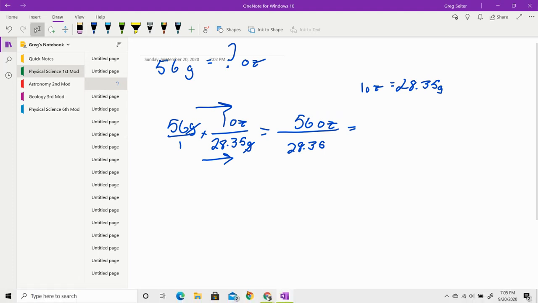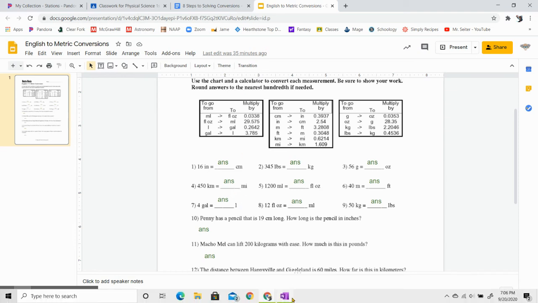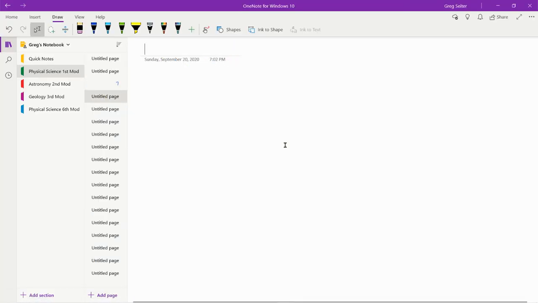All right, let's take a look at the next problem. 450 kilometers equals how many miles? Let's write this down. 450 kilometers. I don't know why I'm saying grams. Make sure you put that little i there, otherwise it looks like meters. So 450 kilometers equals how many miles?